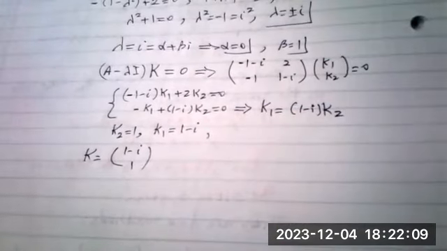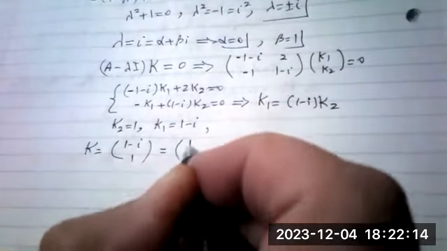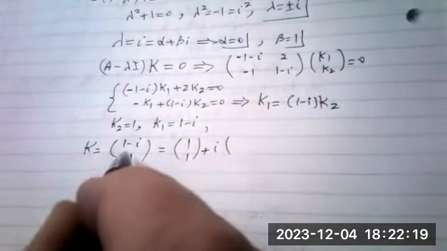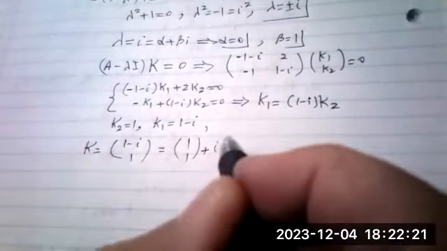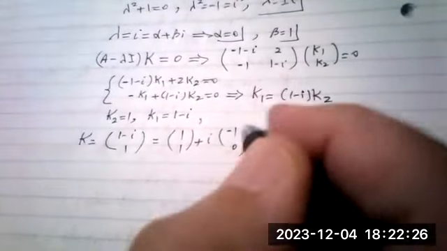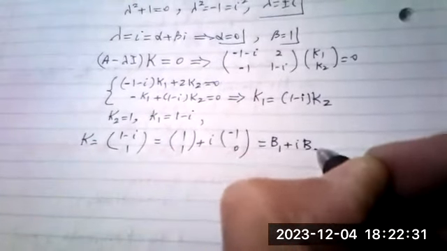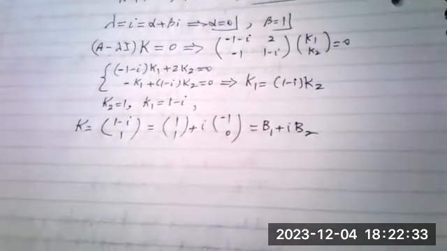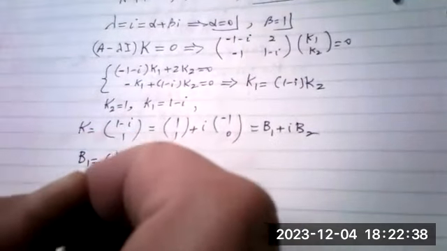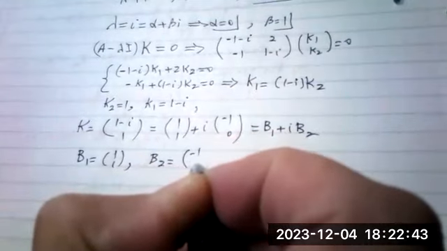So we have to break it into the real part and the complex part. The real part of the first one is 1, the second one is 1, plus i times the complex part. The complex part of this one is negative 1, and the other one is 0. This is what we call B1 plus i B2, real part and complex part. So B1 is 1, 1, and B2 is negative 1, 0.